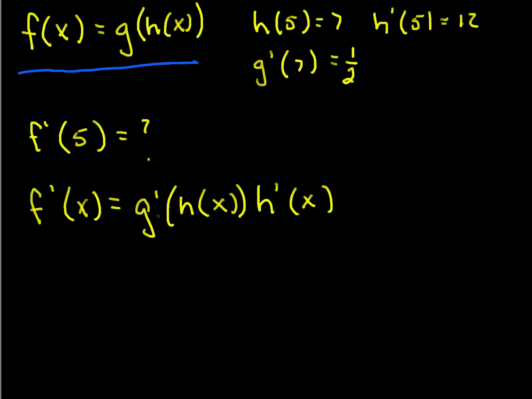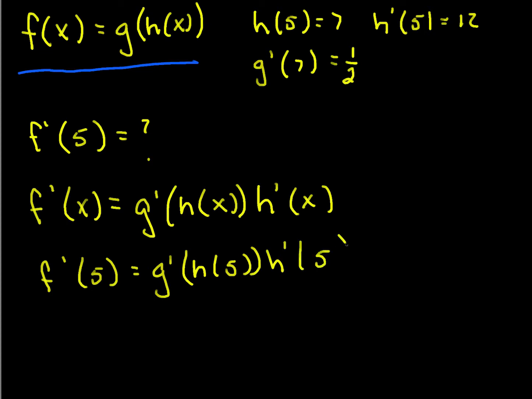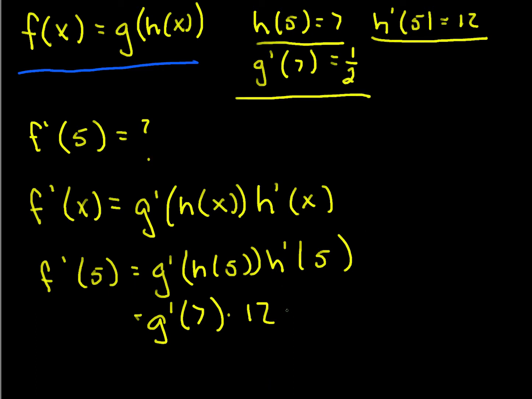And so f prime of 5 would be g prime of h of 5 times h prime of 5. And h of 5 we know is 7. And h prime of 5 is 12. So this is g prime of 7 times 12. And we know what g prime of 7 is. 1/2, lucky for us. So this is 1/2 times 12, which is 6.